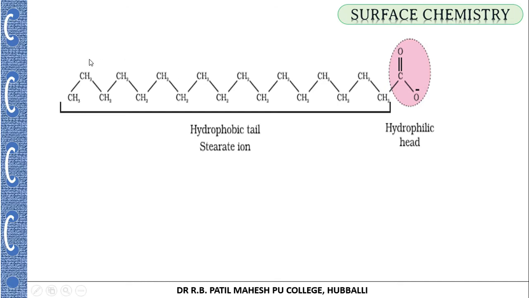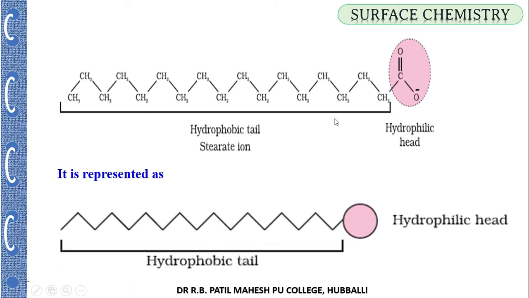So this is the long hydrocarbon chain that is called the hydrophobic tail, insoluble in water, whereas this is the polar carboxylate anion part that is attracted by the water, hence it is called the hydrophilic head. It is generally represented as follows. The hydrocarbon part is indicated with the help of a zigzag line, whereas the hydrophilic head is indicated in the form of a sphere.